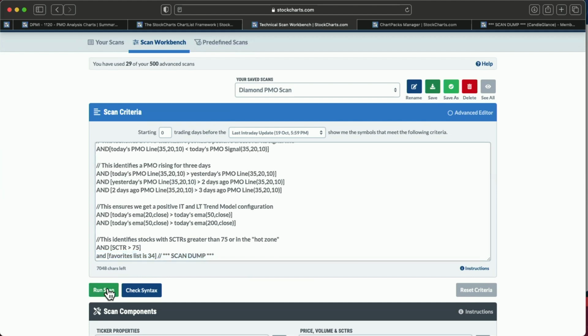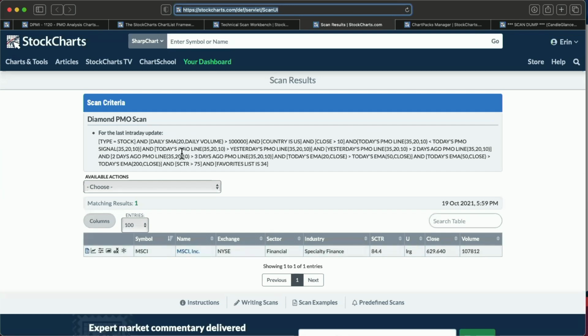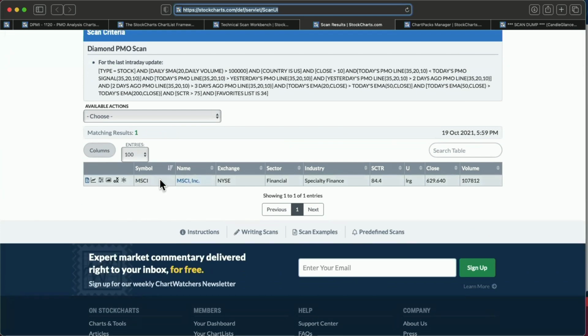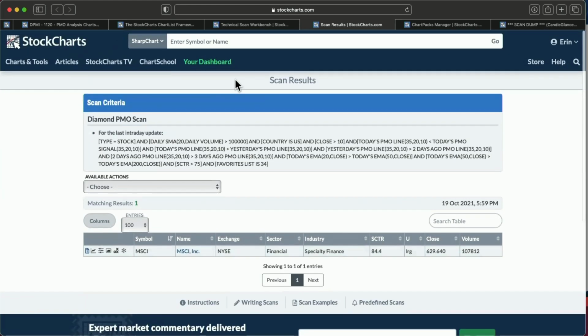So I've added that, and now when I run my scan, this is going to scan just that chart list, that scan dump that I had, and only one of these actually fit all of the categories within my Diamond PMO scan. So that tells me by scanning just on scan dump, I've now been able to narrow down my results in that giant list of like 80 to 100 stocks. I've now been able to scan and just get it on that particular chart list. So that's really quite simple.